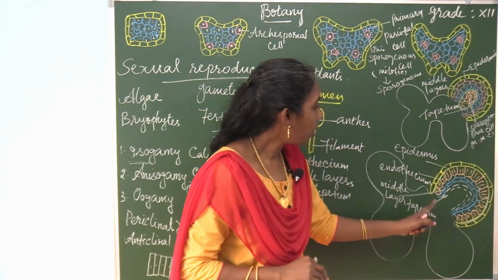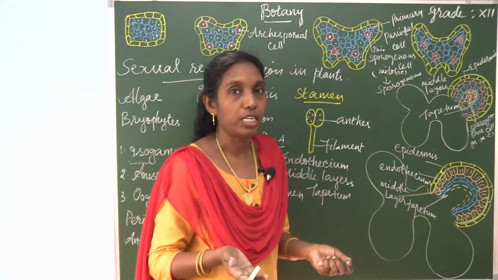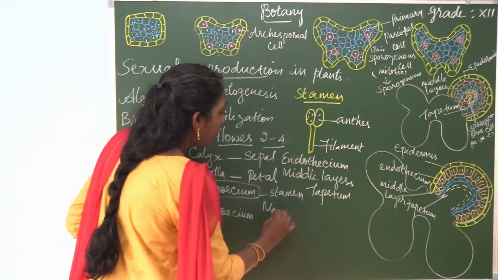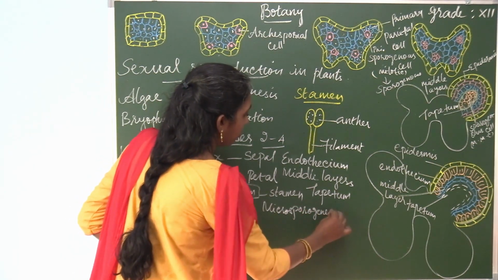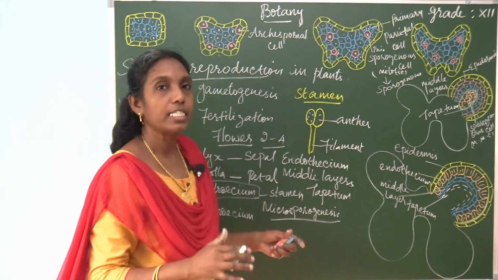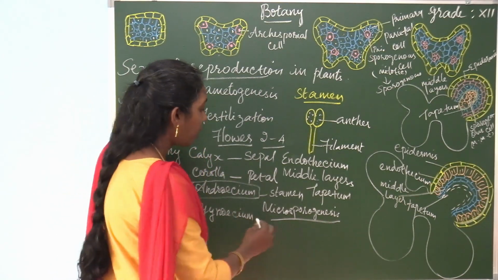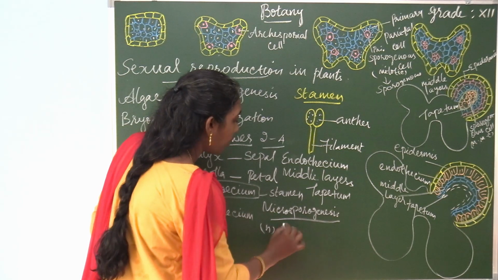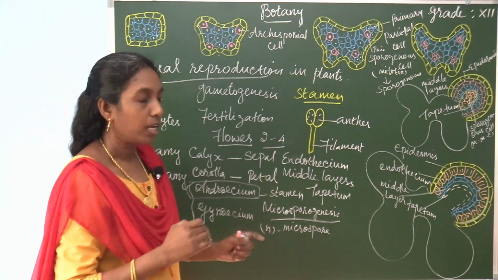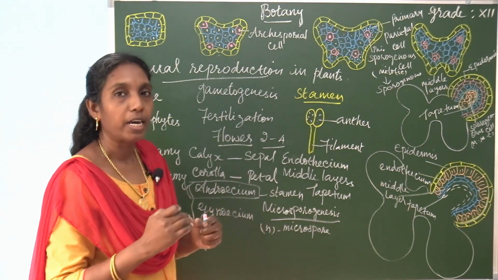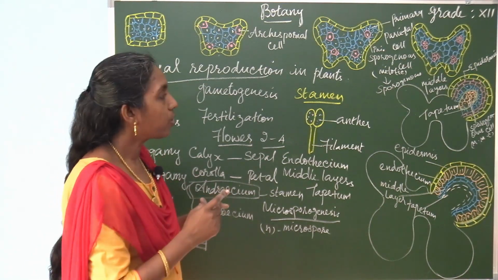Now, all these wall layers are developed. The next process is known as microsporogenesis. What is meant by microsporogenesis? It is the process by which microspores are formed. The microspore is haploid, represented as N. How is it formed? The microspore is formed by meiotic division of the microspore mother cell.